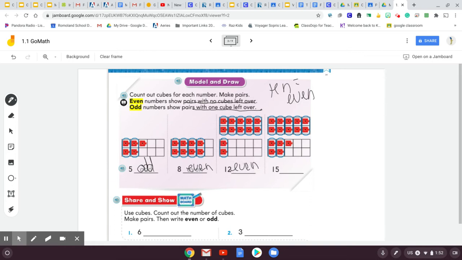And let's look at this one. 1, 2, 3, 4, 5, 6, 7, 8, 9, 10. There's 10 right here. We know that's even. 11, 12, 13, 14, 15. So this 5 is going to be odd. Go ahead and write that.